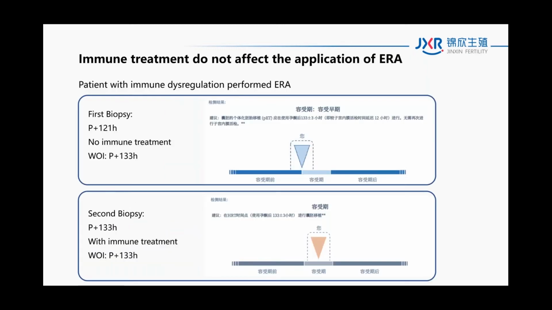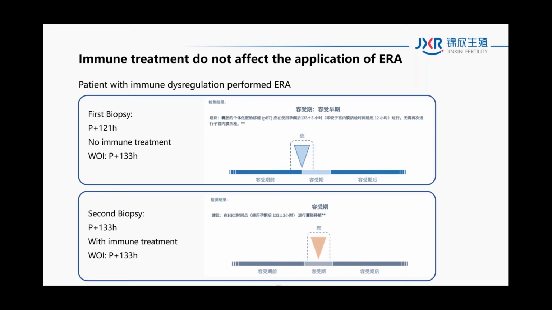We were wondering whether the endometrial immunotreatment would affect the application of ERA results, so we compared one patient. After our routine endometrial preparation, the result of the first ERA test was 133 hours after progesterone intake. At the second ERA biopsy, we performed intrauterine perfusing of CSF for her, and her window of implantation was still 133 hours after progesterone intake. So the two cycles' ERA results are the same.